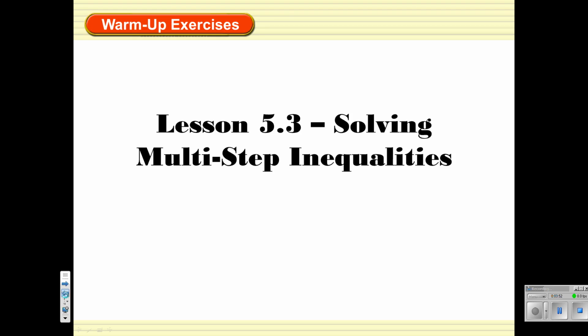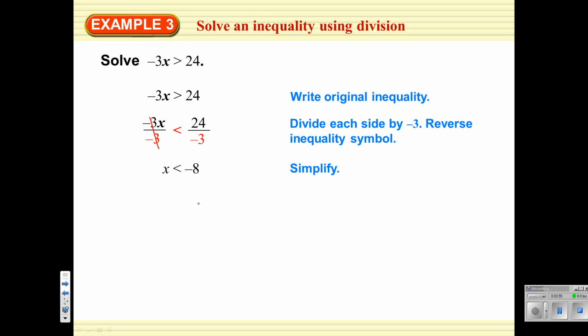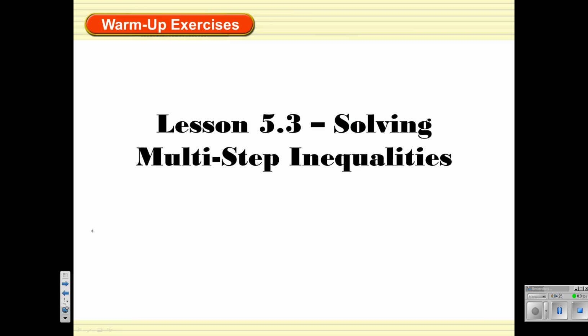So we would graph that with an open dot at -8 to the left. So let's try -9 just to check for a solution. So -3 times -9 is greater than 24. We go back, always to check, to your original inequality. -3 times -9 is +27, which is greater than 24. It checks. Okay, moving on to 5-3, multi-step inequalities.